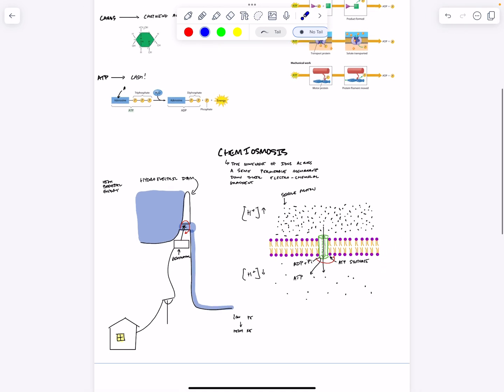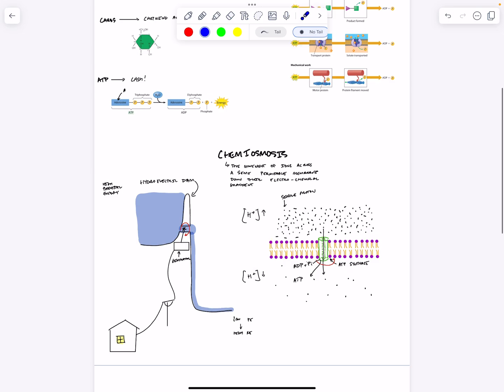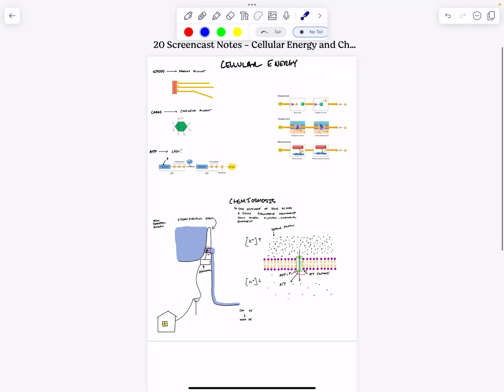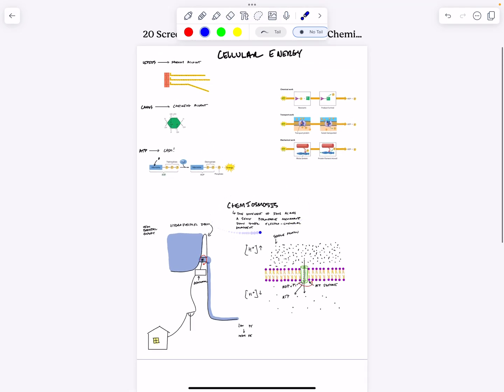So this is chemiosmosis, and you're going to see this process in both photosynthesis, which is the first reaction that we're going to study, and cellular respiration. So it's another way that cells store energy and use it to transform energy from one form to another. Okay, that's all.